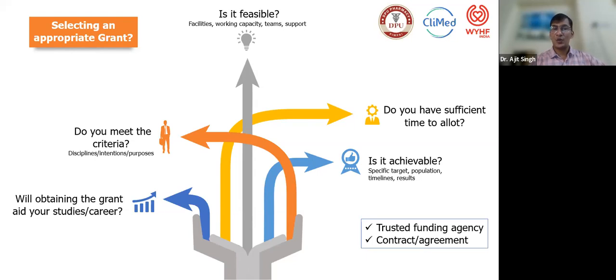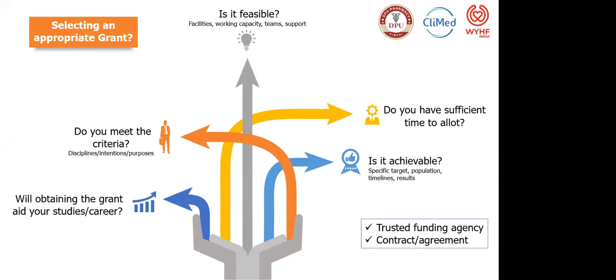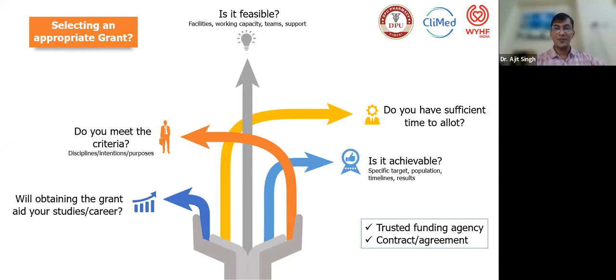Research assistants, research associates, research scientists, they get the salary. But along with that, if you are performing that, according to ICMJE guidelines, whoever is performing the research, whoever is writing the manuscript, are the true authors. Okay, so you have to look into the contract and agreements, what they are offering to you.